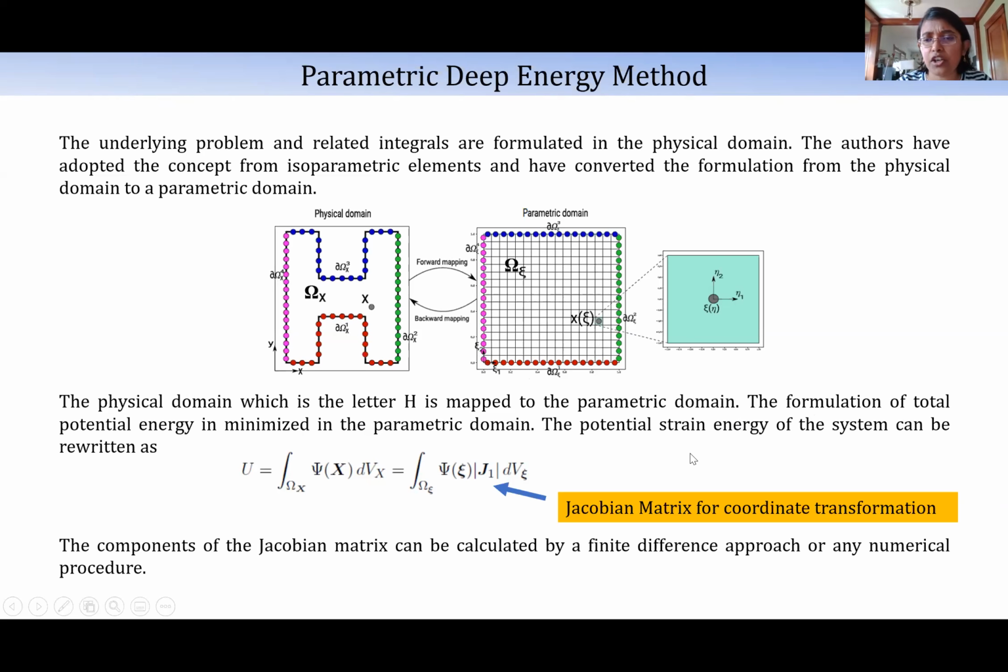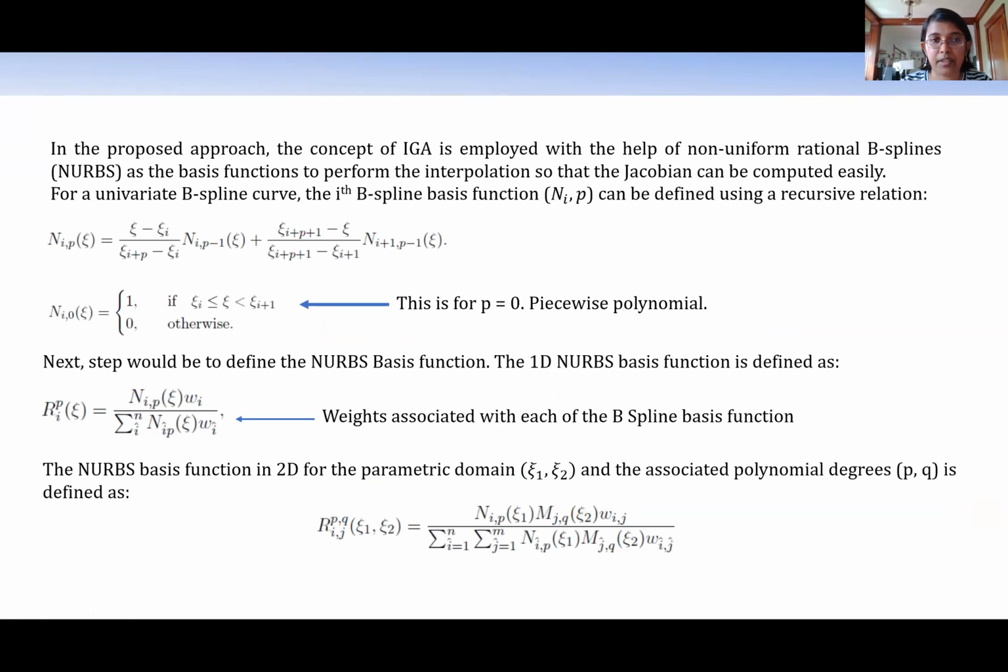The potential energy of the system, if written in the physical domain, would be over omega x. When we write it over the parametric domain, instead of just having the energy term, we'll have the determinant of the Jacobian matrix, which contains the coordinate transformation from the physical domain to the parametric domain, and it is integrated over the volume dV in the parametric domain. The components of the Jacobian matrix can be calculated by a finite difference approach or any numerical procedure.